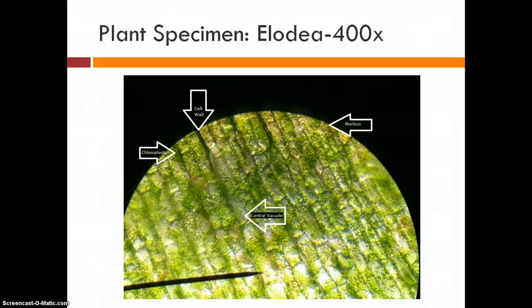The cell wall borders the outside of the cell, and the central vacuole, which helps control water intake, is shown as the clear, or at least not green, part of the cell. And the nucleus is the brownish color. You can tell from on the right, that brown part anyway.